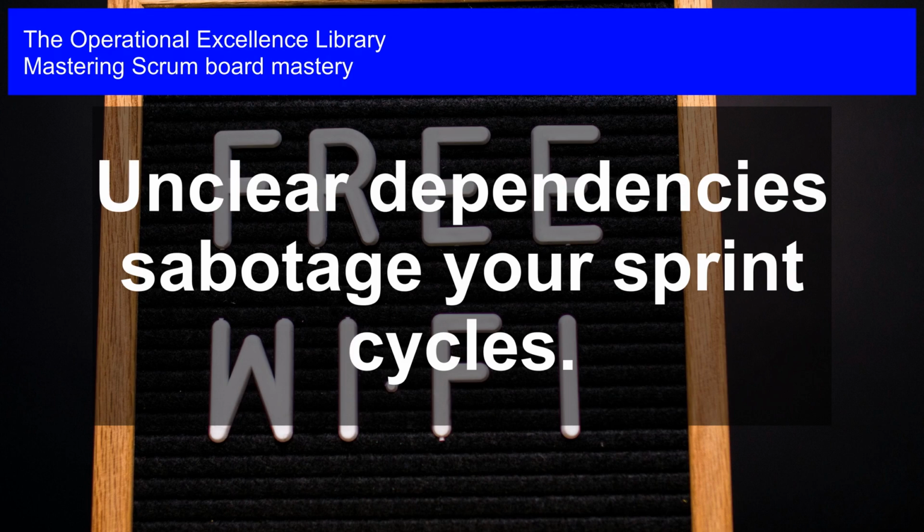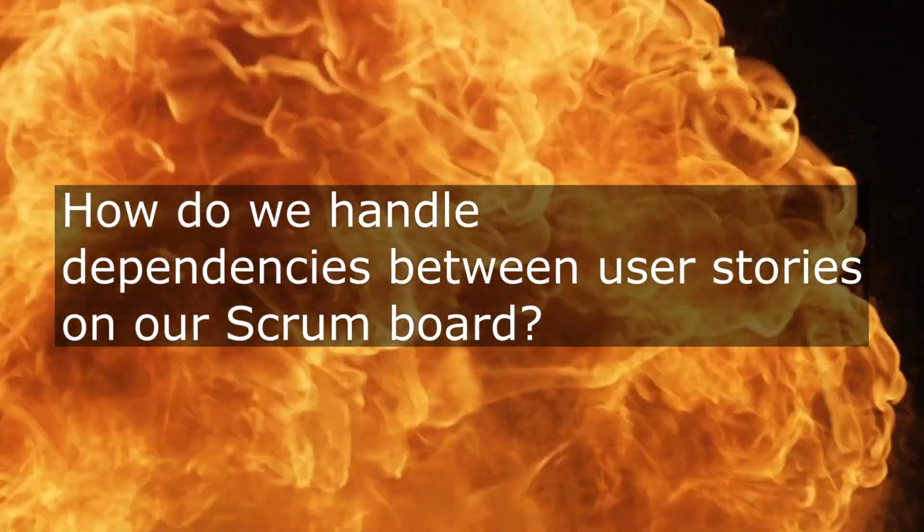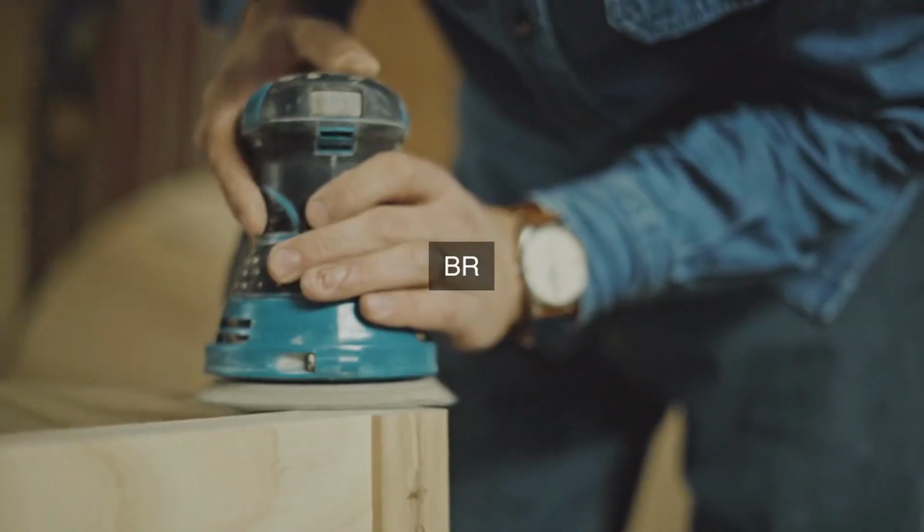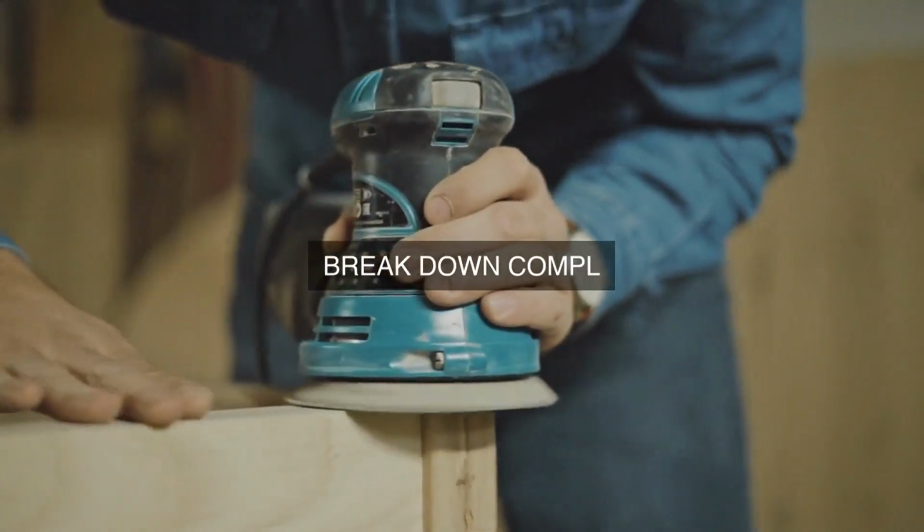Mastering Scrum Board Mastery. Unclear dependencies sabotage your sprint cycles. Why do we need to establish a clear process for managing dependencies between user stories on our Scrum board in order to ensure seamless workflow and avoid potential blockers in our sprint cycles?